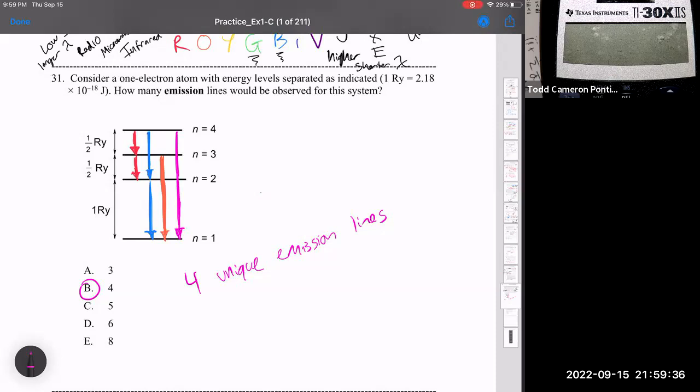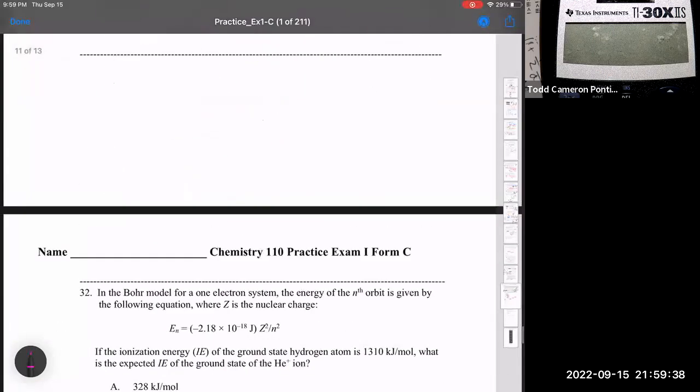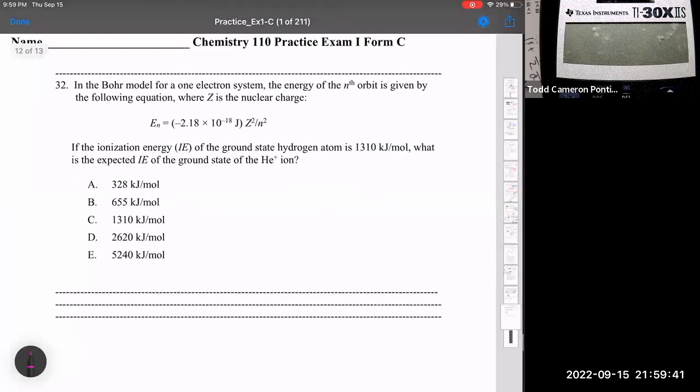Okay? Which leads us to the last problem. The Bohr model for a one-electron system, the energy of the nth orbit is given by the following equation, where Z is the nuclear charge. If the ionization energy of the ground state of hydrogen atom is 1,310 kilojoules per mole, what is the expected ionization energy of the ground state of helium plus? Really convoluted, but there's 2 ways of doing this problem, the longer way and then a fast way. I'm going to do the longer way first.